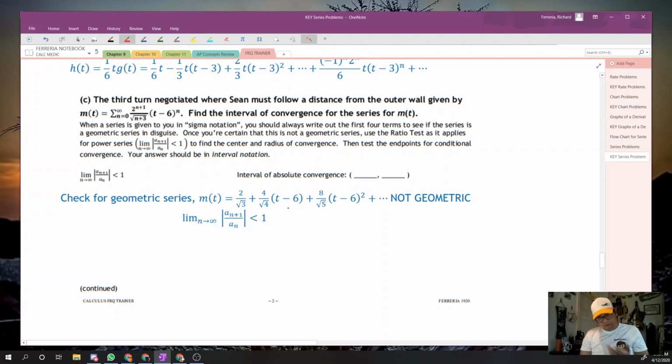First thing, here is the ratio test as it applies to a power series. Now, I always tell my students that you've got to force the limit of the ratio to be less than 1. Because when the limit is less than 1, then you're going to create the interval of absolute convergence.